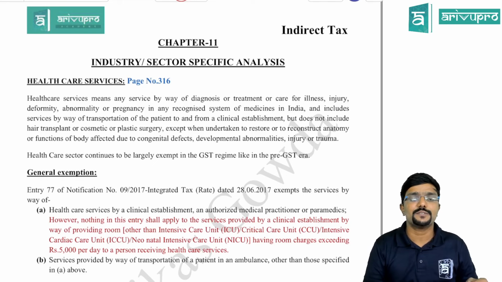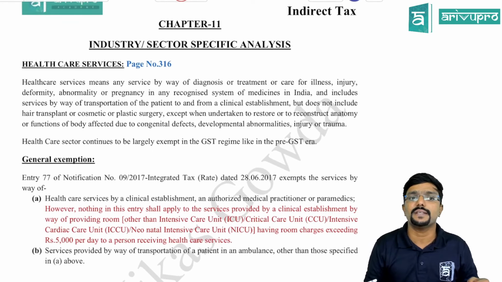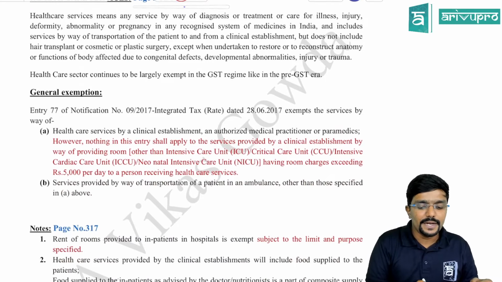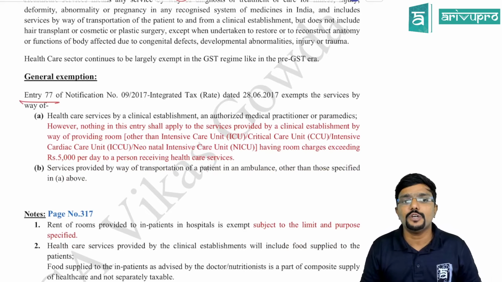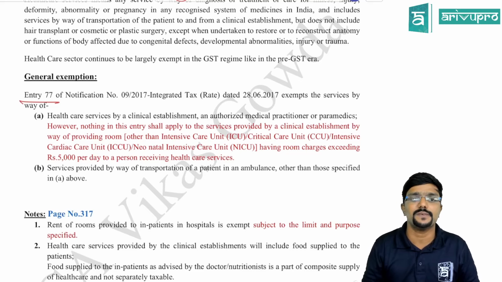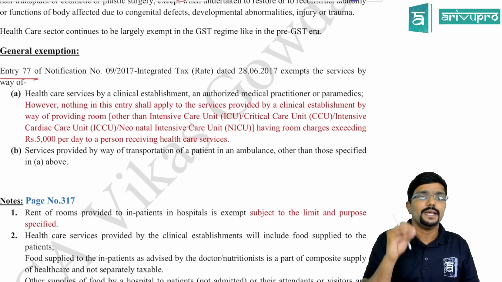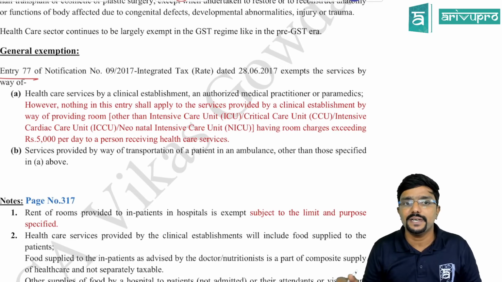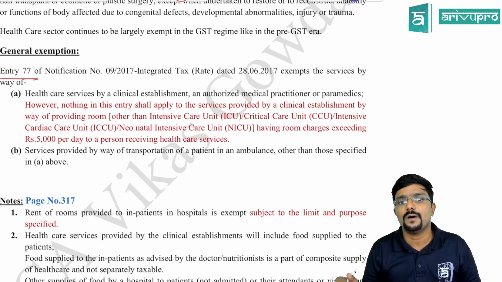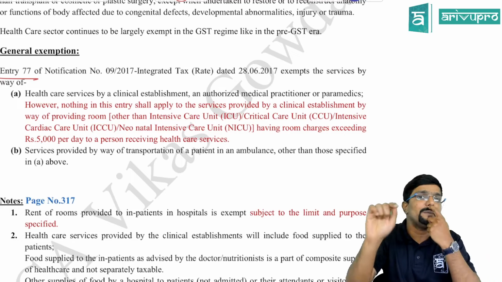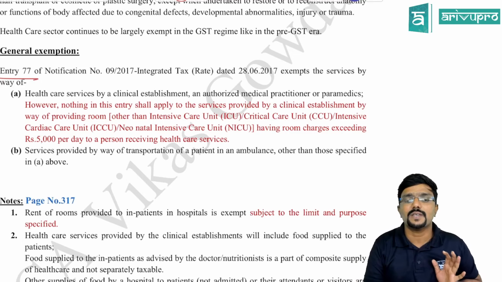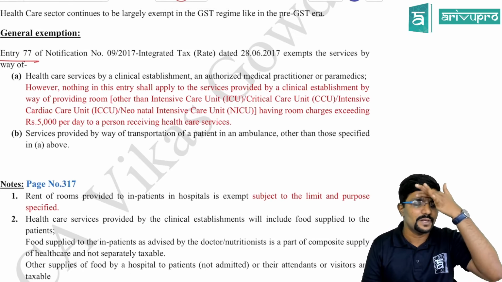Okay, chalo. Then the next change is with respect to chapter 11, industry or sector specific analysis. The first change is with respect to healthcare services in page number 316. In entry 77, come to that. Entry 77 of notification number 9/2017 integrated tax rate dated 20th June 2017 exempts the services by way of, what are those? Healthcare services by a clinical establishment, an authorized medical practitioner or paramedics, which includes renting of rooms to patients who are admitted in the hospital. But now there is a condition added for it. What is it? We will see.